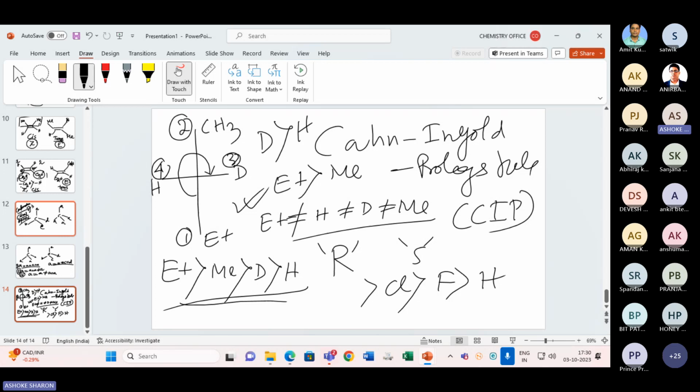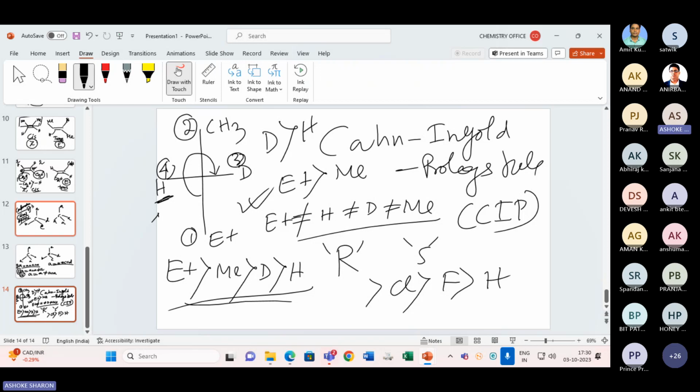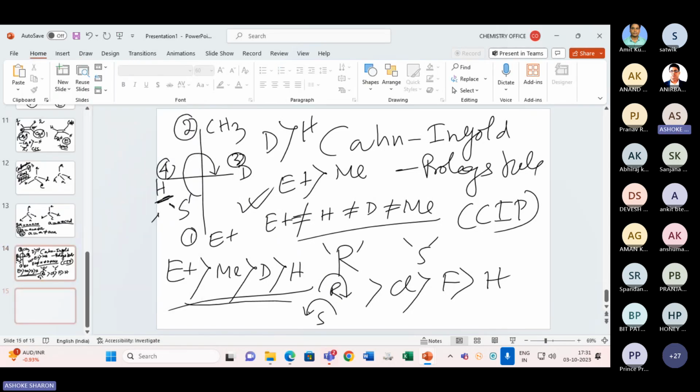Am I right? So in the clockwise rotation, the fourth group, which one is the fourth? Hydrogen is the fourth. If it is in a vertical position, then it should be the reverse. Clockwise rotation is R, anti-clockwise rotation is S, but if your fourth group is in the vertical position, then it will be reversed. So here it looks like R, but originally it will be S. Clear? I am going to explain another example so that you can get a better understanding.